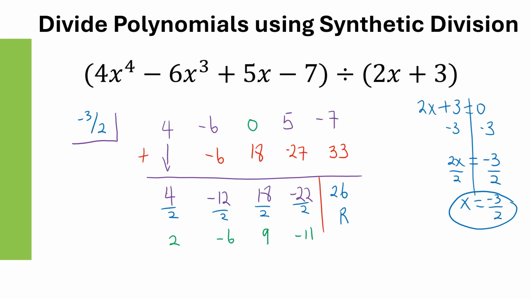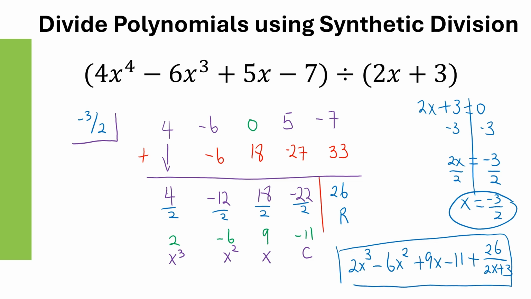So now going backwards, we know that the number before the remainder is going to be our constant, and this will be the x term, x squared term, and this is the x to the third term. So our final answer is going to be 2x to the third power minus 6x squared plus 9x minus 11, the constant, and then plus the remainder, which is 26 over the divisor, 2x plus 3.